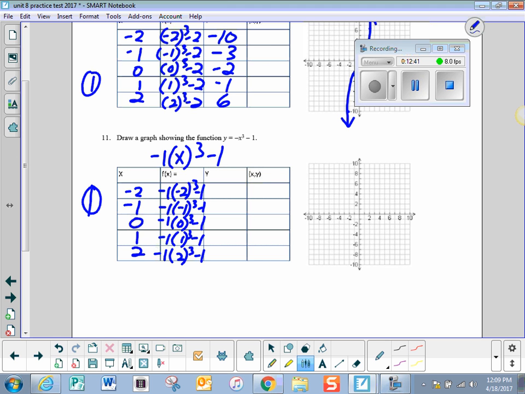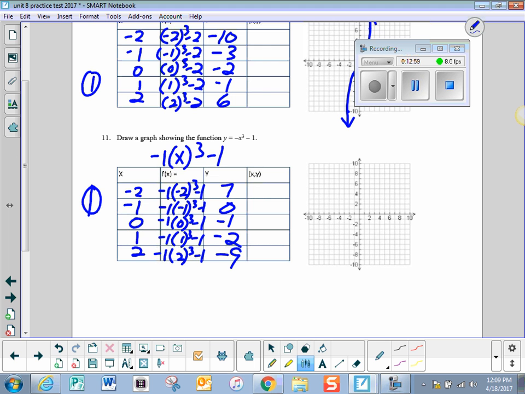Okay, this would be negative 8 times negative 1 is 8, minus 1 is 7. Negative 1 times negative 1 is 1, minus 1 is 0. 0 times negative 1 is 0, minus 1 is negative 1. 1 times negative 1 is negative 1, minus 1 is negative 2. 8 times negative 1 is negative 8, minus 1 is negative 9.